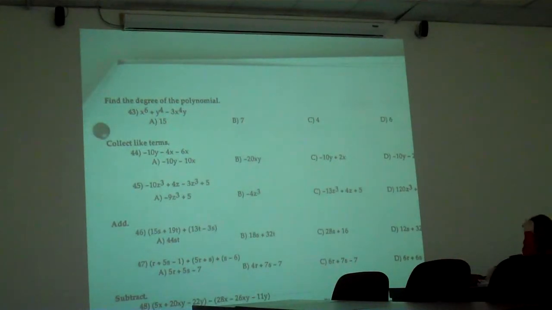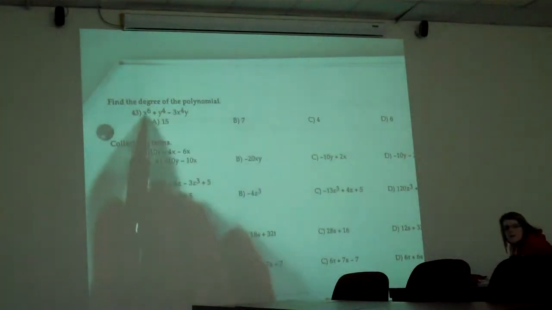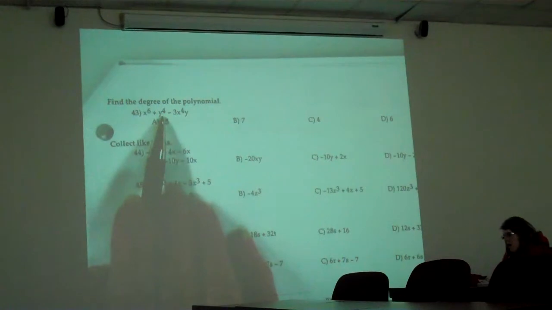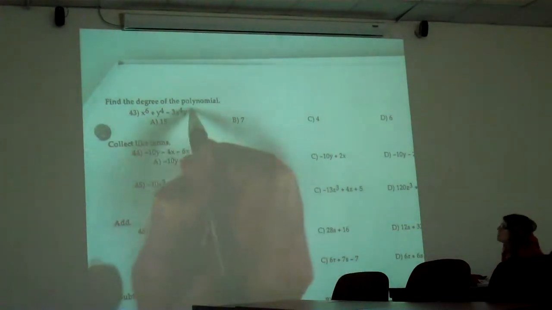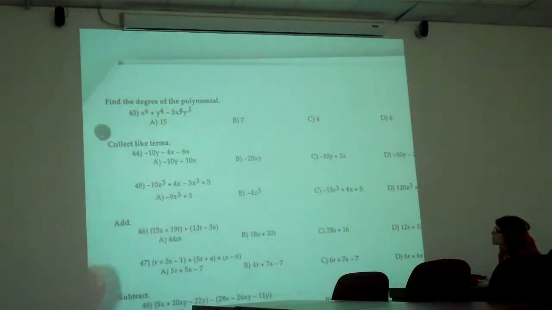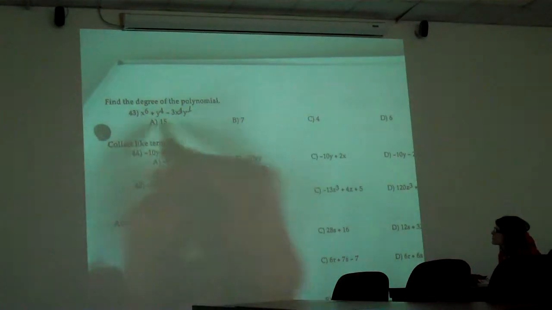Find the degree of the polynomial. That's the highest. Okay, this one is 6. This one is 4. This one is actually 5. You have a 4 and a 1. The degree is still the biggest one, which is 6.